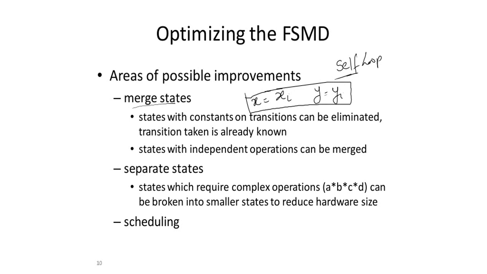And there are some separate states. So if you want to reduce the complexity of the program, if you have a lot of multiplication, you can break it into smaller states to reduce the hardware size. And another possibility is scheduling, right? So you can schedule those operations one after another. So in such a way, I can optimize the FSMD.